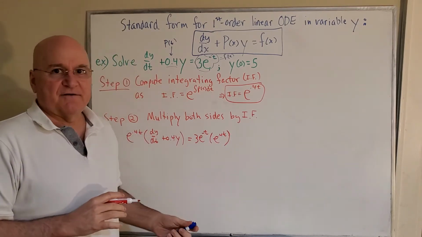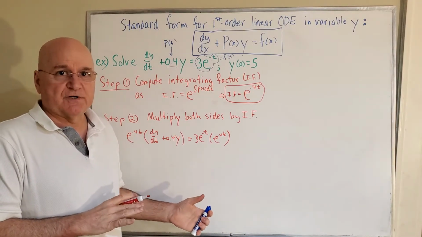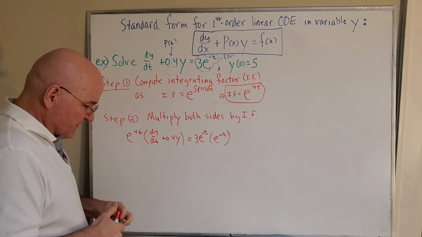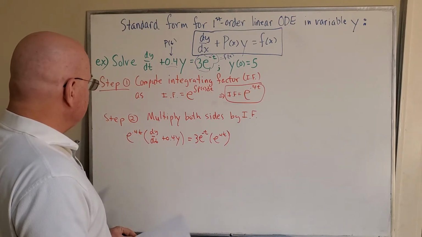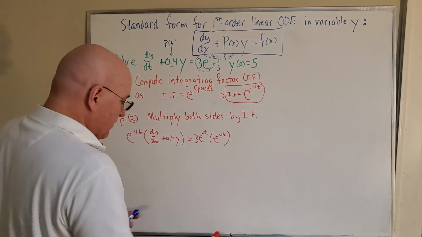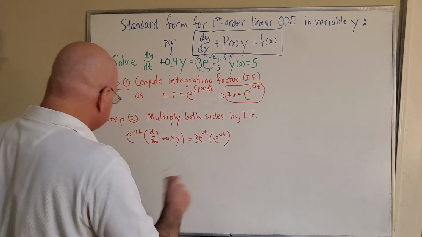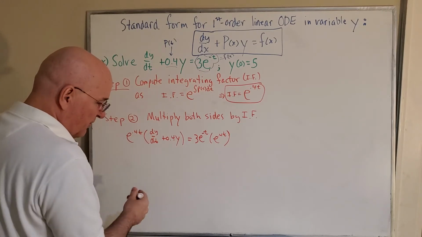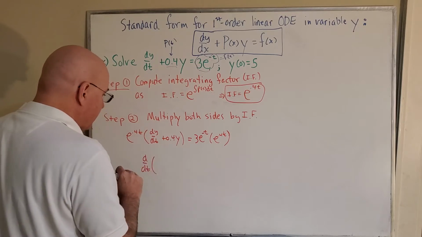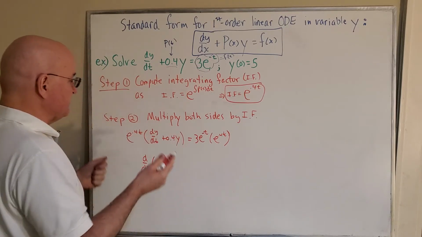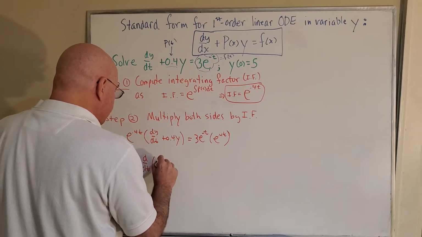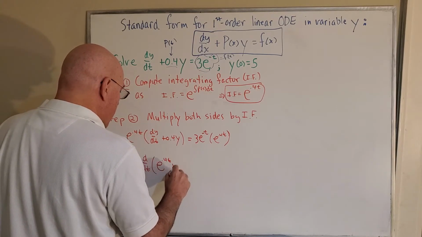We're not going to spend a lot of time explaining why this works, but you'll see why it simplifies things greatly. It turns out that the left-hand side now greatly simplifies. It is equal to, I'll write what it's equal to, d/dt of the integrating factor times y. So the integrating factor was e^(0.4t) y.